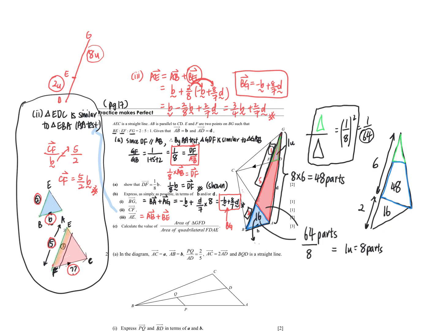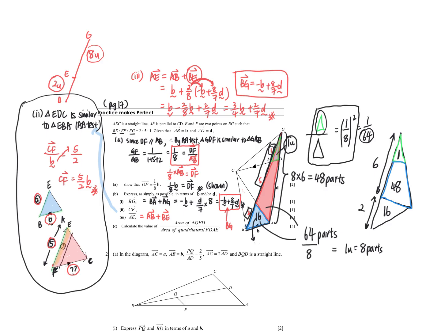What is the green one that we found just now? This one, this green one that we found just now. What is the green one? 1 unit. Because this one is 1, the whole thing is 64, remember that? This one is 1, not 1 part, this one is 1.